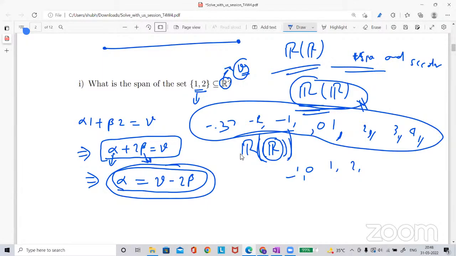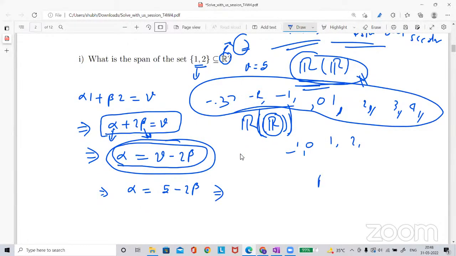If you are confused with v, let's say I am taking v equal to 5. We took a vector, so let's say v equal to 5. Let's substitute here: alpha is equal to 5 minus 2 beta. I want to find alpha and beta. So let's take beta equal to 1, because this system has infinitely many solutions, so I can give any value to beta. Then what will be alpha? Alpha is equal to 5 minus 2, which is 3.